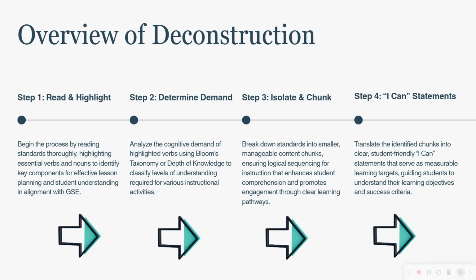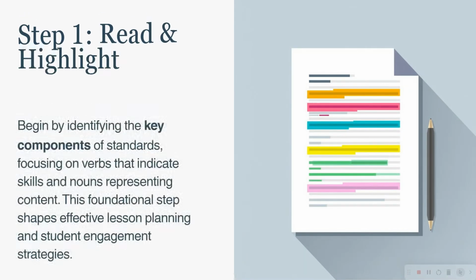Finally, we translate our identified chunks into clear, student-friendly I can statements and learning targets that are measurable, and these serve as our guide for students to understand their learning and their success criteria. The goal of deconstruction is to break down a single complex Georgia standard into its fundamental components: the what, which is the content, and the how, which is the skill or the cognitive demand.